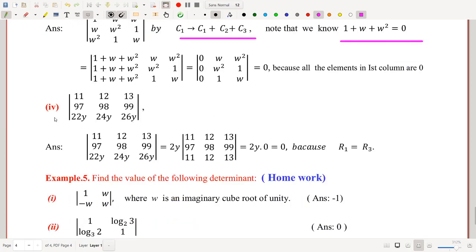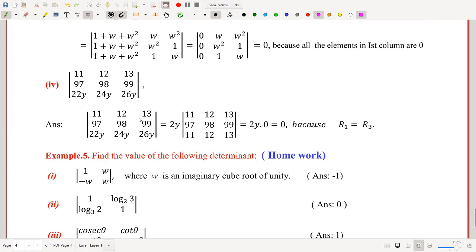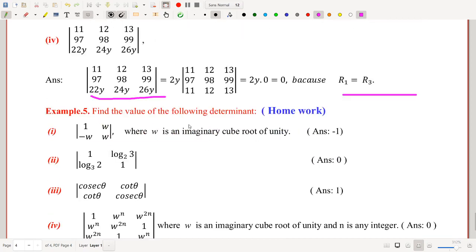Example 4. See these big numbers in this example, but carefully we notice the third row. From the third row we can take something common. What can we take common? Twice y. If I take twice y common, then the third row becomes 11, 12, 13, but the first row is already 11, 12, 13. So the first and third rows are the same, R1 equal to R3 you can mention, and therefore the value of the determinant is 0. So easily we can calculate without expanding.